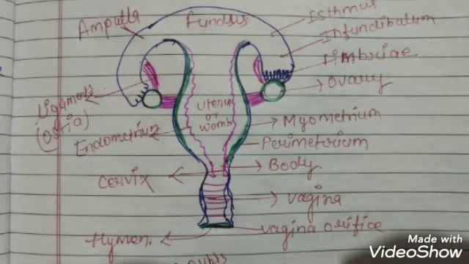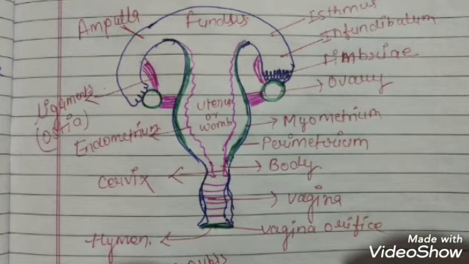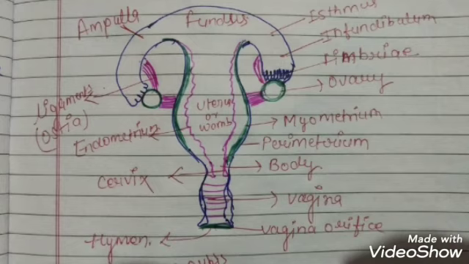The female reproductive system consists of ovaries, secondary sex organs, external genitalia and mammary gland. We have learned about ovaries, secondary sex organs and external genitalia. The last part is the mammary gland, and its description will be uploaded in the next video.